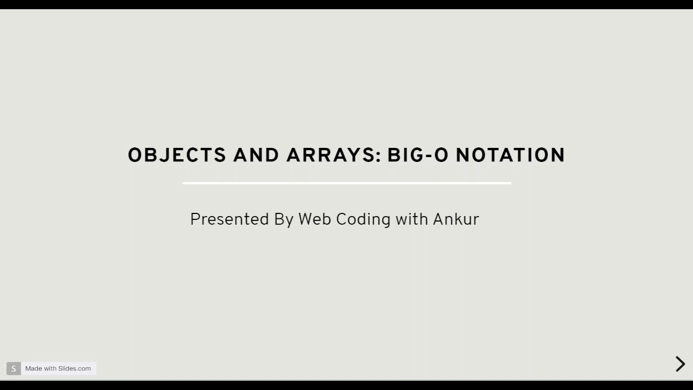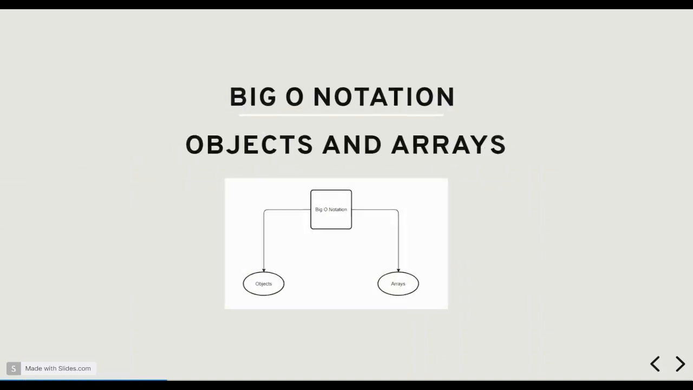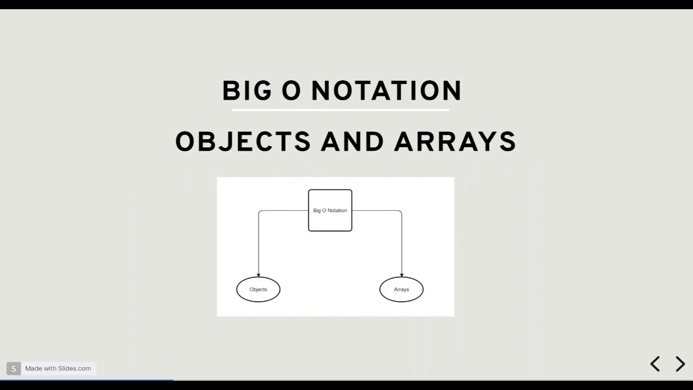In today's video, we are diving into big O notation, focusing especially on objects and arrays in JavaScript. Understanding big O notation is essential for writing efficient algorithms. So let's get started. Understanding big O notation for operations on objects and arrays is crucial for optimizing JavaScript code.